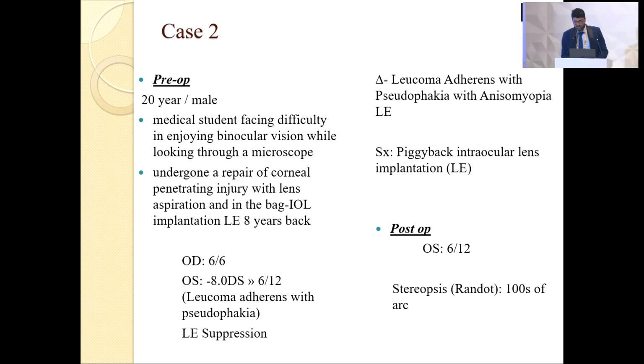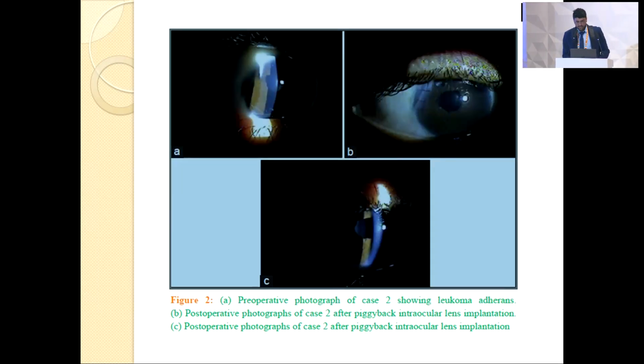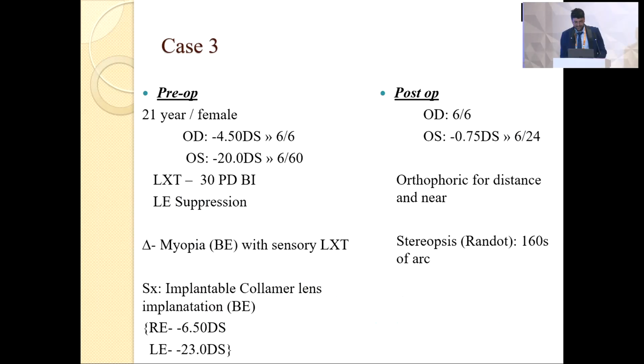So diagnosis was glaucoma adherence with pseudophakia with anisomyopia in left eye. Patient underwent piggyback IOL implantation in the left eye. The vision improved to 6/12 and stereopsis on Randot was documented to 100 seconds of arc post-operatively. This is the pre-operative and post-operative slit-lamp photograph of the patient. A is the pre-operative photograph and B and C is the post-operative photograph after piggyback IOL implantation.